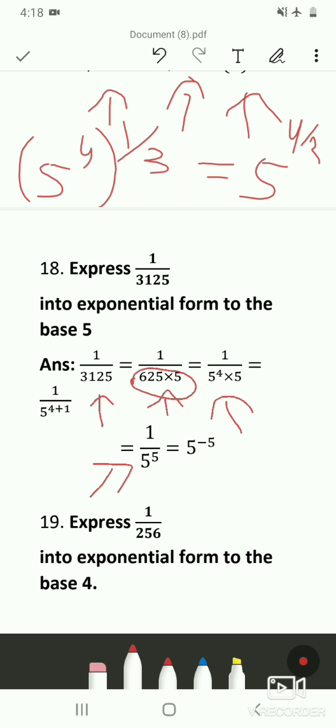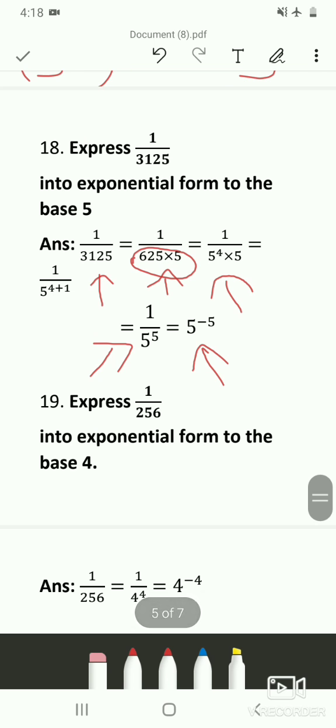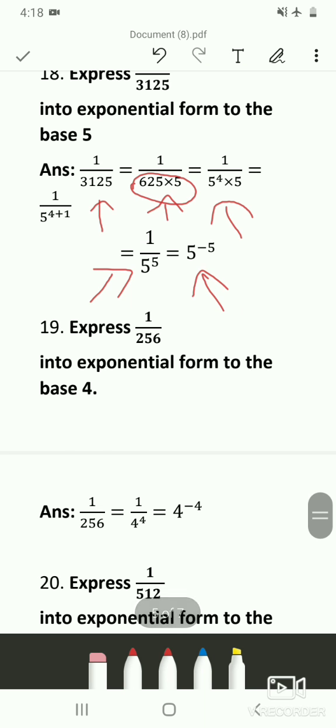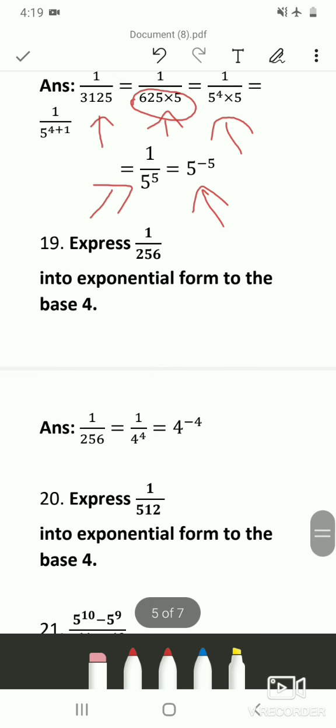You have to express it in the exponential form to the base 5. So you have to write it as 5 raised to minus 5. Here we have used the negative index, where we had seen 1 upon a raised to m can be written as a raised to minus m, or vice versa. The next problem is express 1 upon 256 in the exponential form to the base 4.